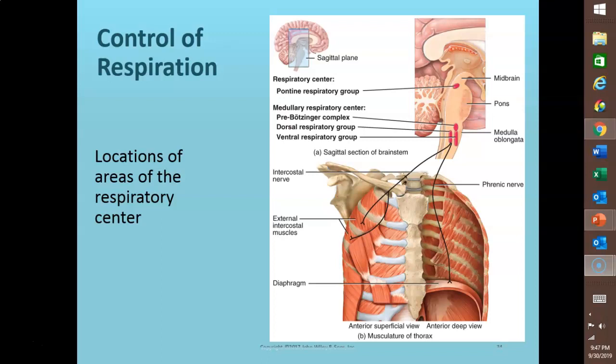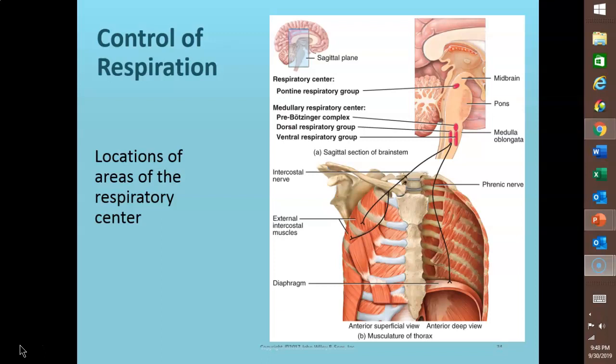During normal breathing, the dorsal respiratory group generates impulses to the diaphragm and the intercostal muscles. When the nerve impulses reach those muscles, the diaphragm and the intercostals, the muscles contract and inhalation occurs. In the ventral respiratory group, there's a cluster of neurons that's believed to be important in the generation of the breathing rhythm. So very much like the pacemaker of the heart, setting that basic breathing rhythm.